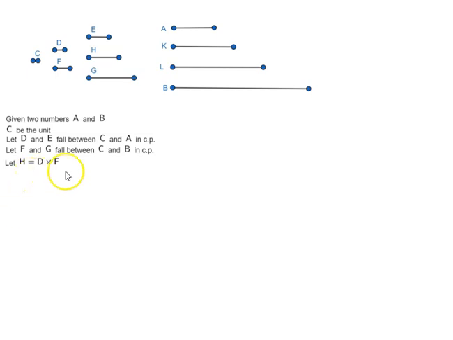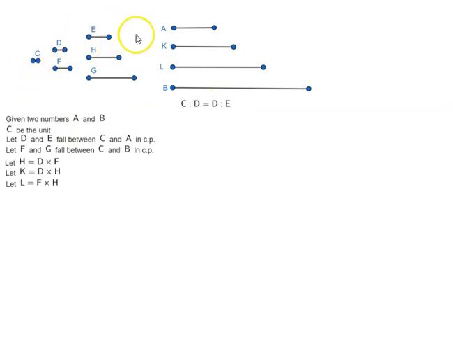So let H be equal to D times F, and let K be equal to D times H, and let L be equal to F times H. So we have the entire thing in place. Now C is to D as D is to E.